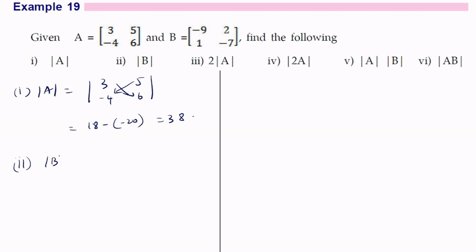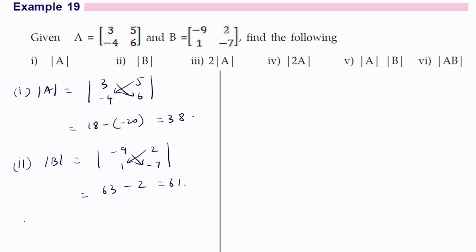Then we have determinant of B. It is determinant of minus 9, 2, 1, minus 7. We multiply these two minus multiply these two. So it is minus 9 into minus 7, which is 63, minus 2 into 1 is 2. It is 61.